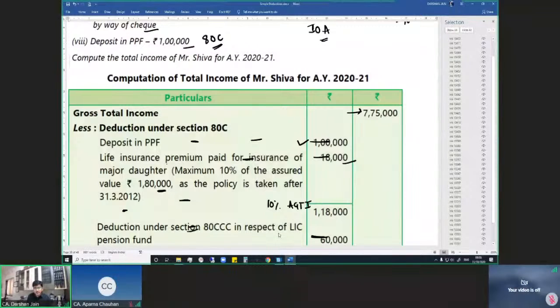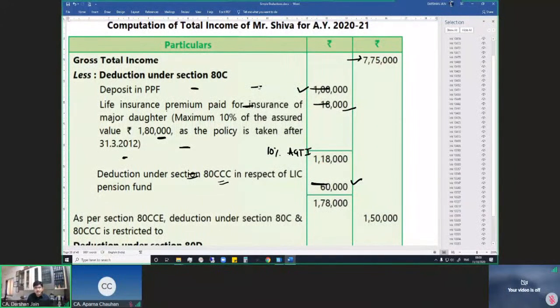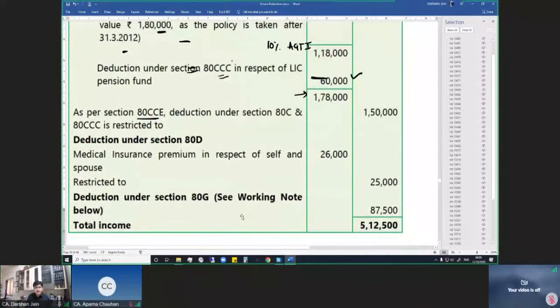There is something called the LIC pension fund, to which he has contributed 60,000 rupees, which is available under 80CCC. So the total deduction under 80CCC and 80C is 1,78,000. This is going to be restricted to 1,50,000 under section 80CCE of the Act. Thereafter, he also paid a medical premium to the extent of 26,000. What is available is 25,000.